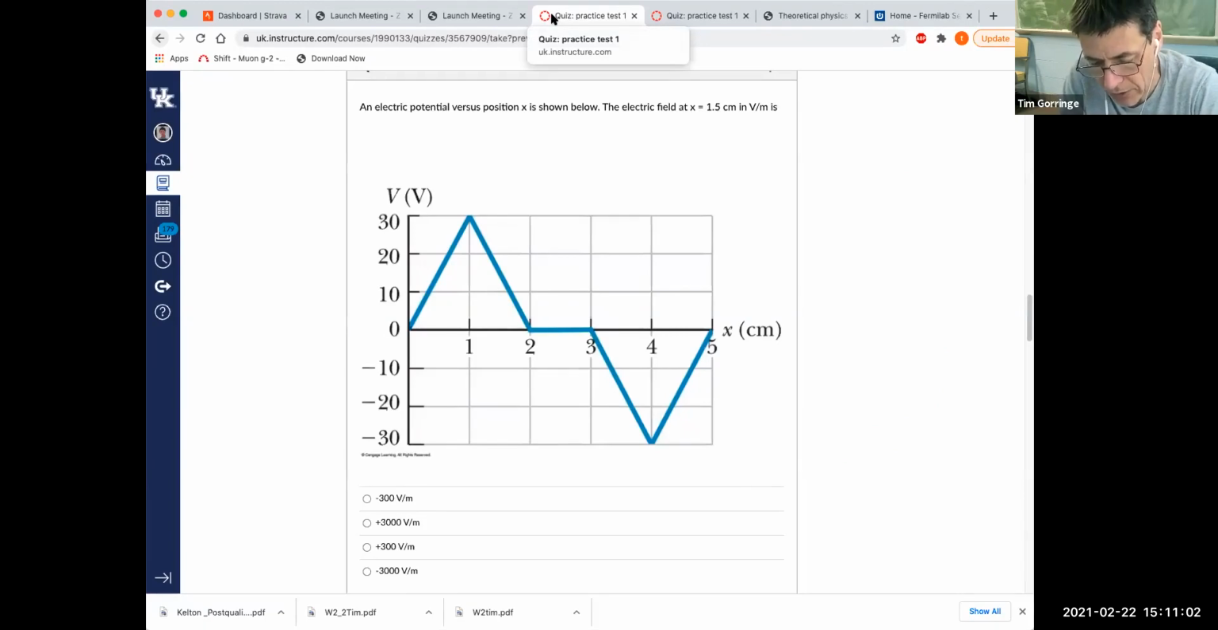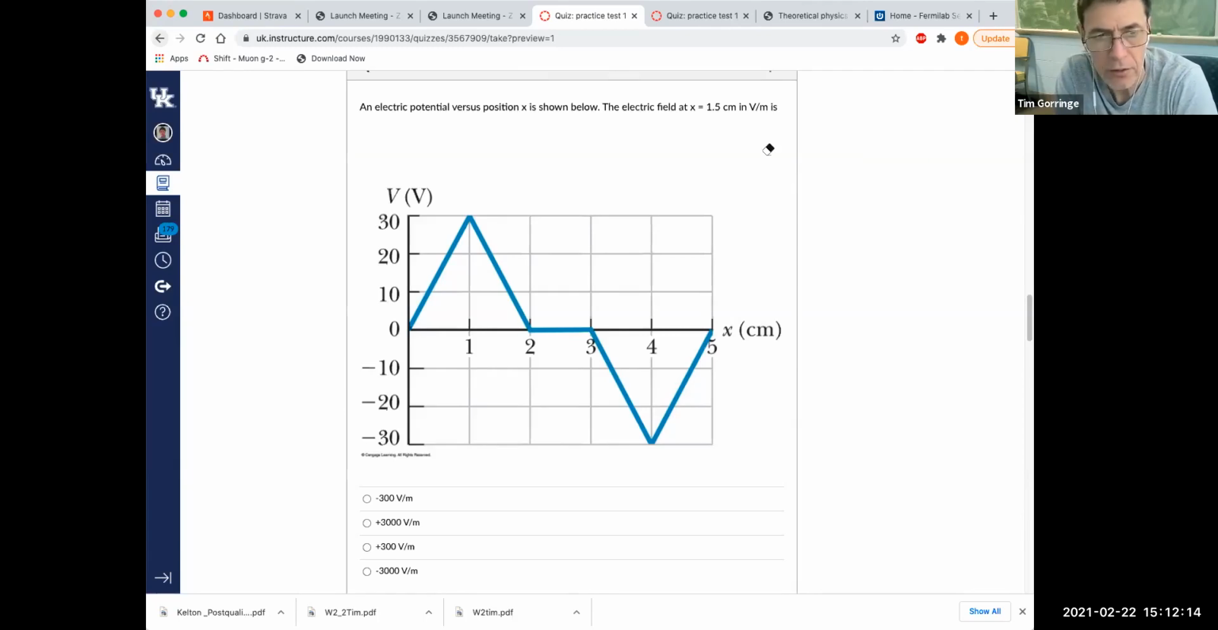Okay, question number 6. In number 6, we're given a graph or a plot of the electrical potential versus position X, and we're asked to figure out the electric field at a certain position of 1.5 centimeters.